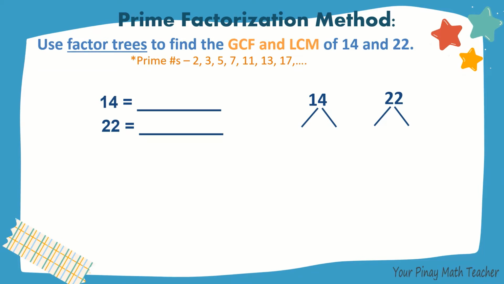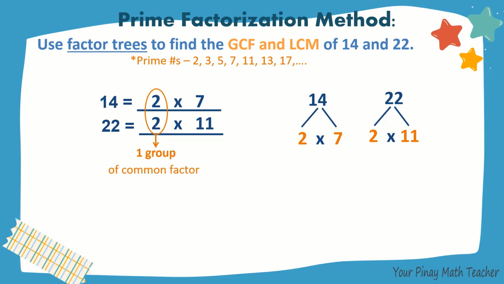Let's now find the prime factors of 14. What are the numbers that when you multiply, the answer is 14? Yes, 2 times 7. How about 22? 2 times 11. And then let us write the prime factorization of 14, which is 2 times 7, and for 22, 2 times 11. As you notice, 2 is common between 14 and 22. This is one group of common factor.